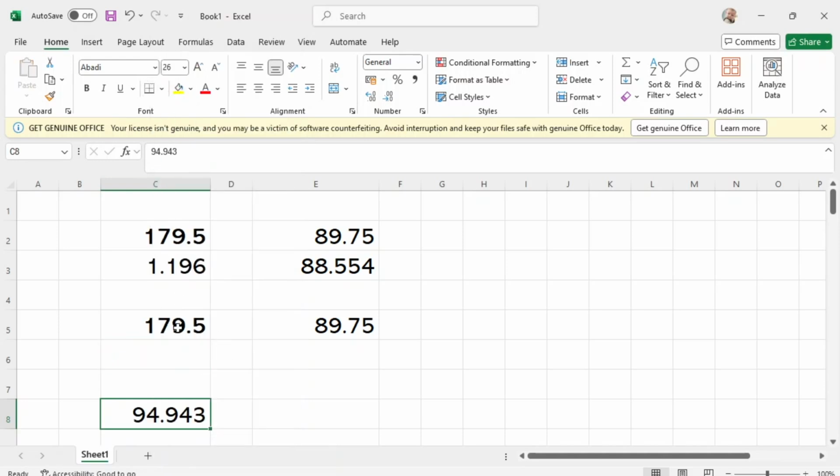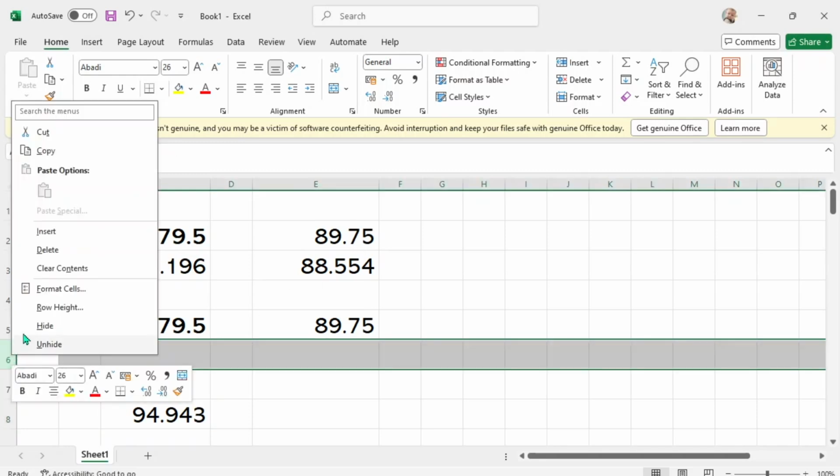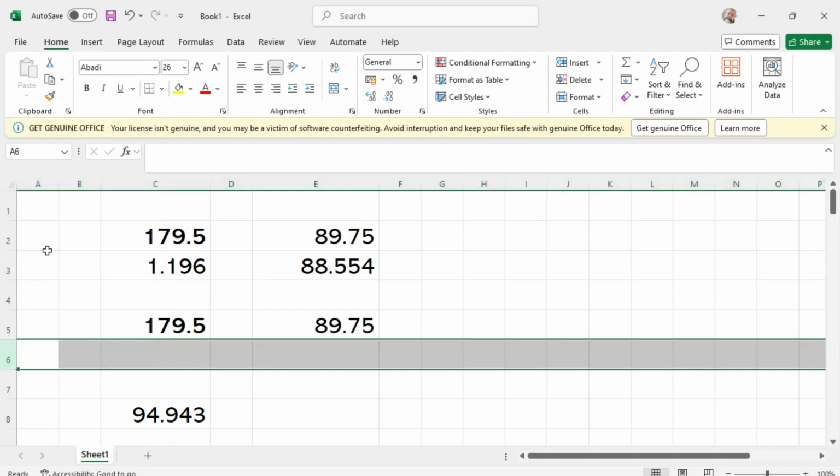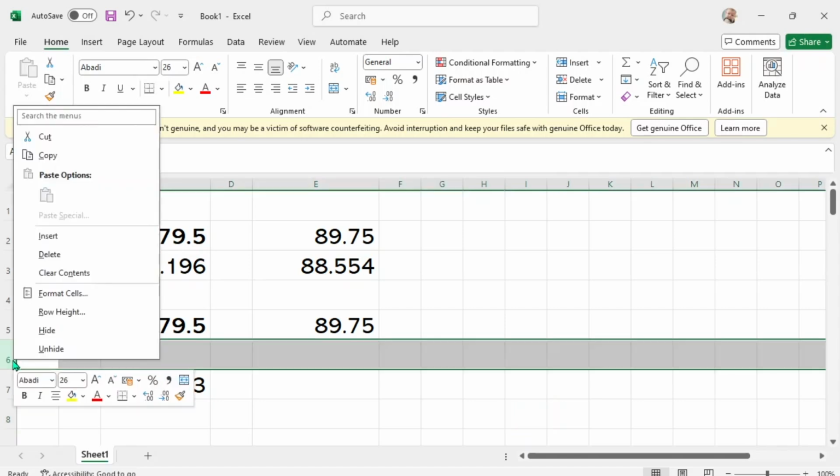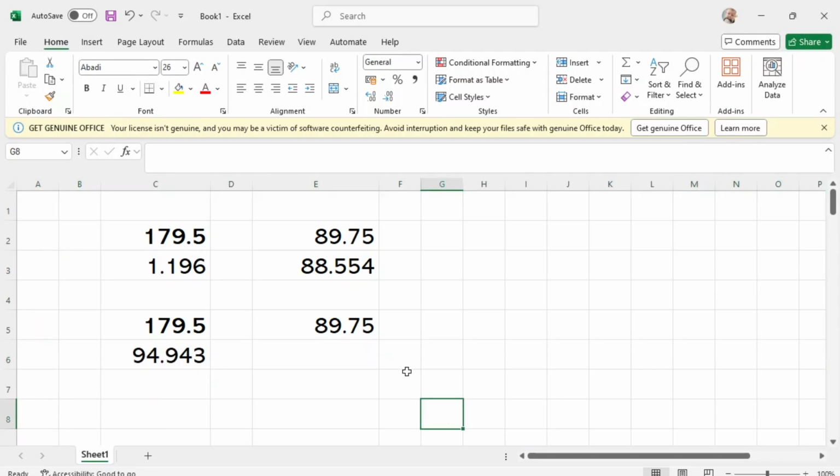So what is 1/2 of this one? 95 point. Okay, put it here. Delete again. So 1/2 of 179.5 is 89.75.